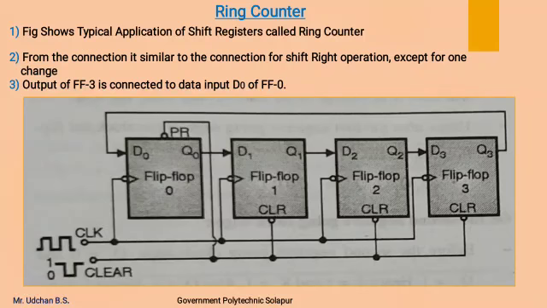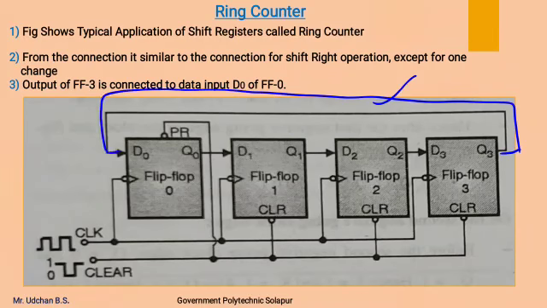The circuit is shown, which is very similar to that of a serial input, serial output register with right shift mode. The only difference is that the last output of the flip-flop, that is Q3, is connected back to the input of the first flip-flop, that is to the D0 input of the flip-flop. With this construction, whatever data is available in the register flows like a ring structure. Therefore, this circuit is called a ring counter.